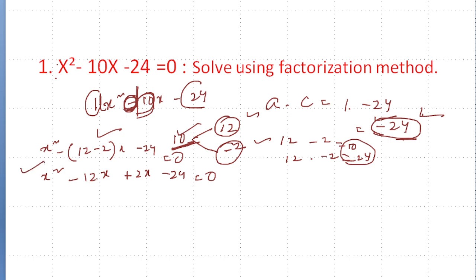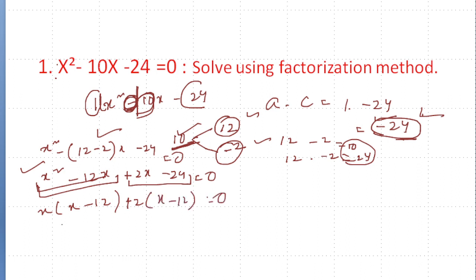So now simply take these two and take the common. X is the common, so x minus 12. Now from these two, plus 2 is the common, so what remains? X minus 12. So now x minus 12 is the common in both. What remains is x plus 2, and the product equals 0.